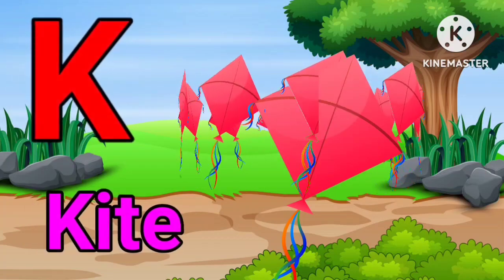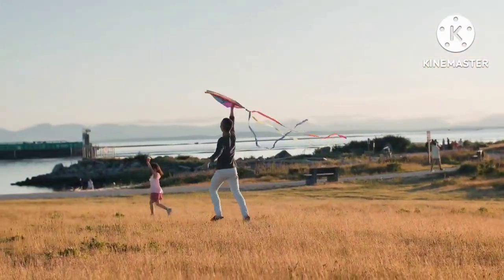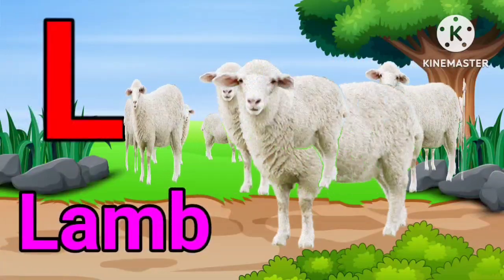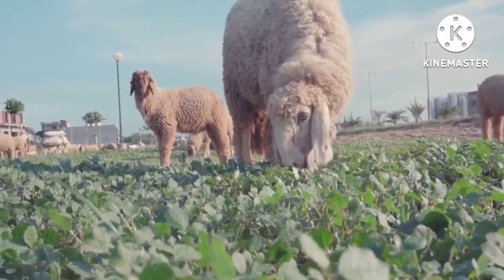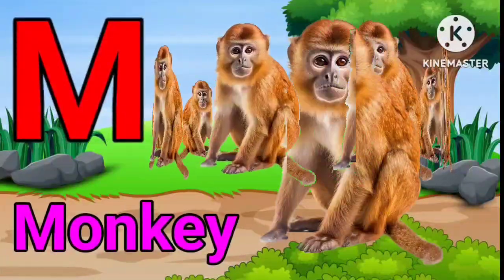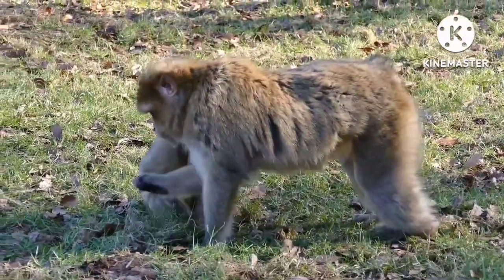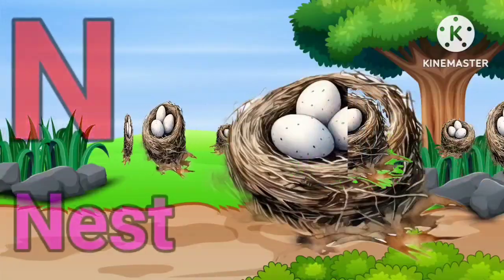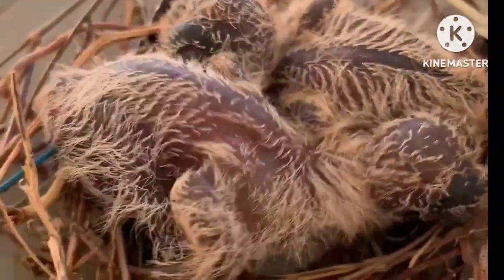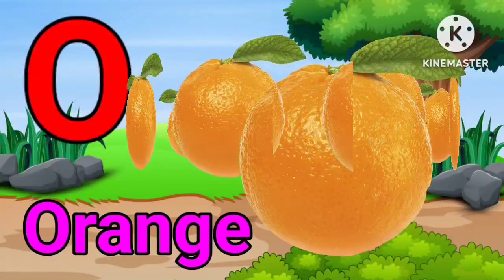K for kite. L for lamb. M for monkey. N for nest. O for orange.